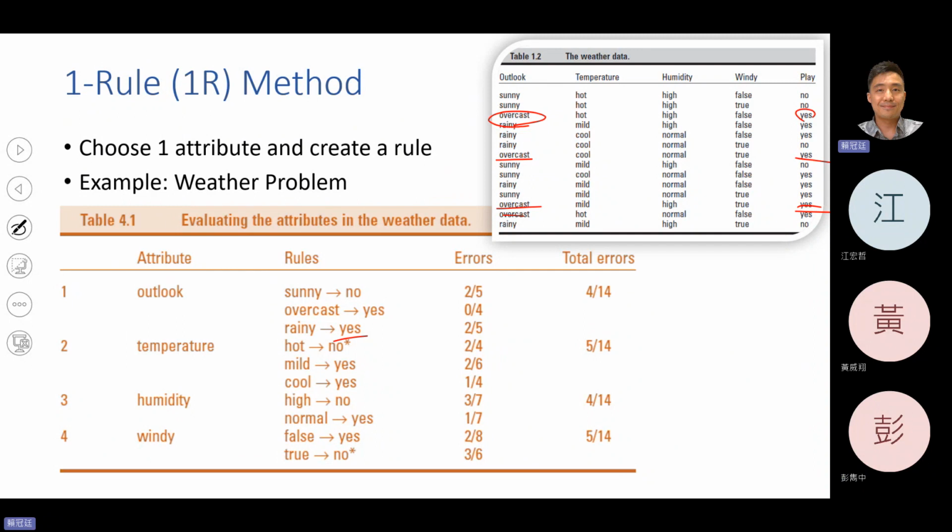There are two errors, and then you need to calculate the total errors for the Outlook attribute. Then you repeat this process for the four different features. It's very tedious and tiring for a human to do this kind of statistics, but it's very easy for a computer.